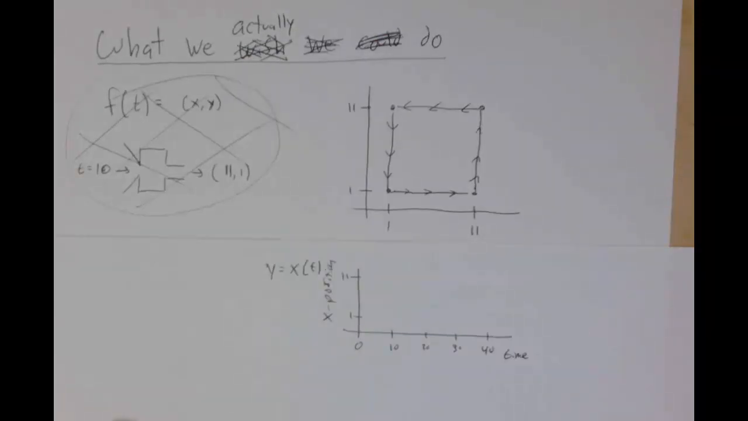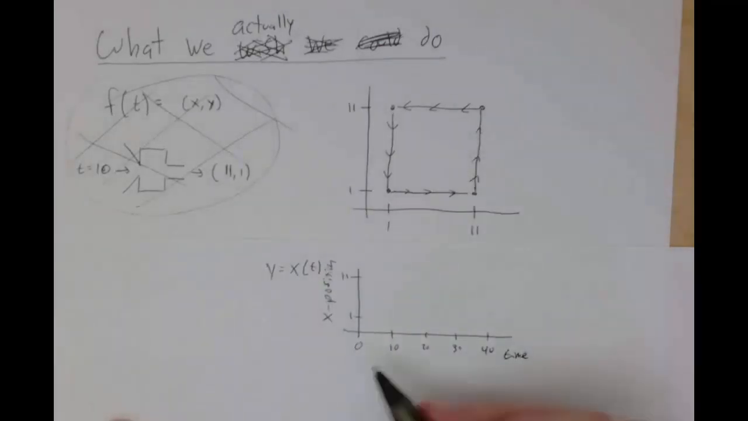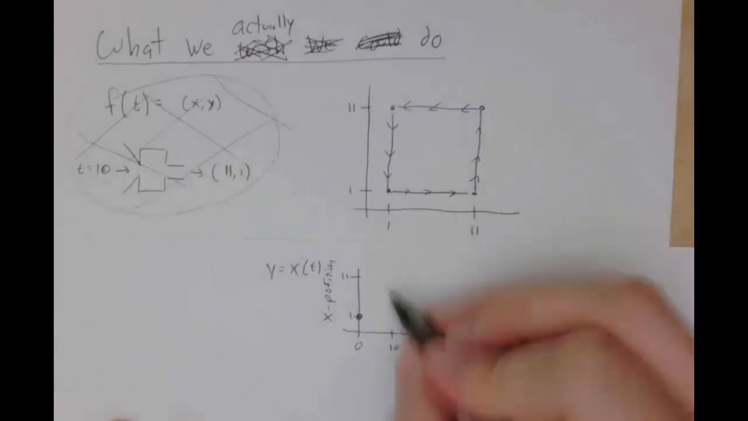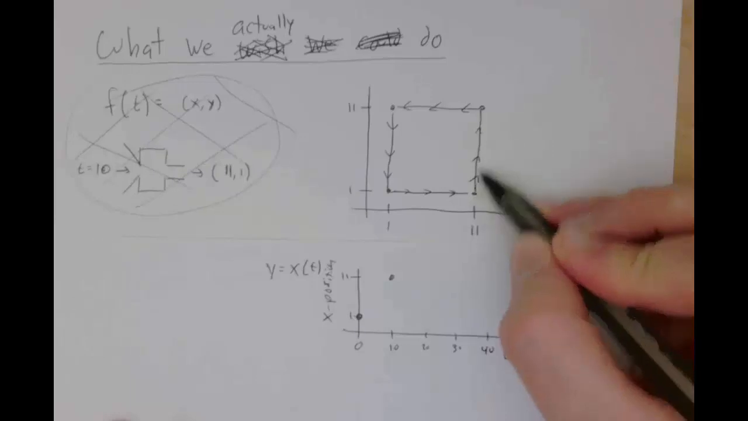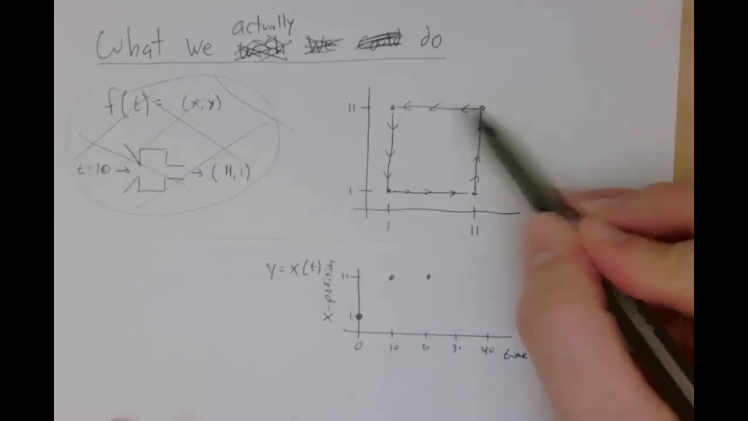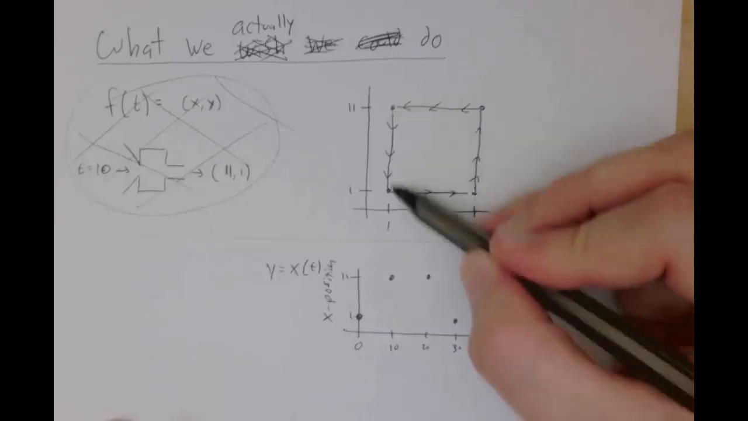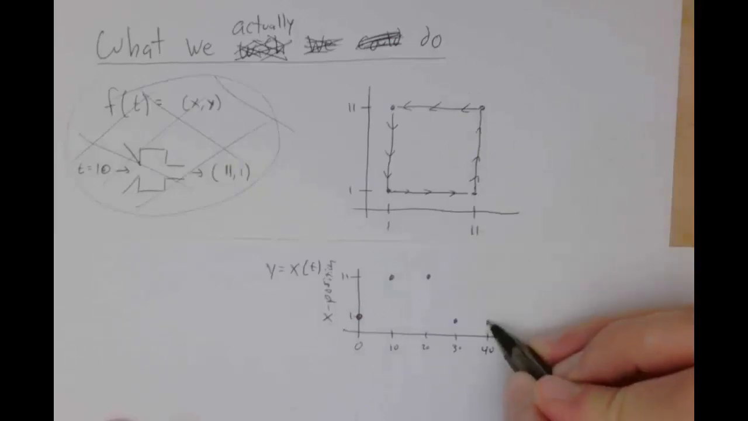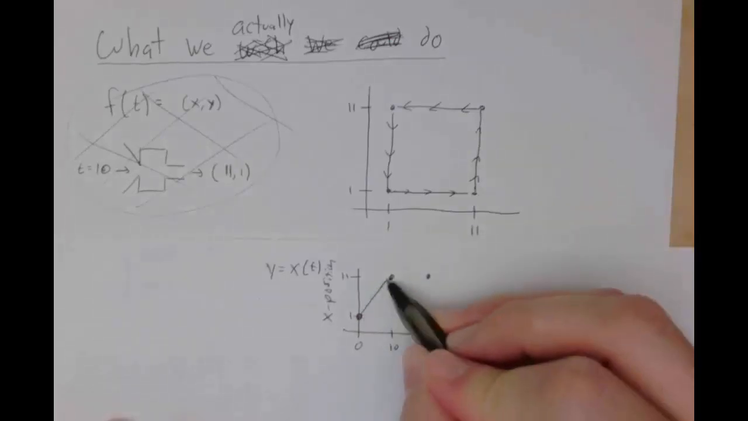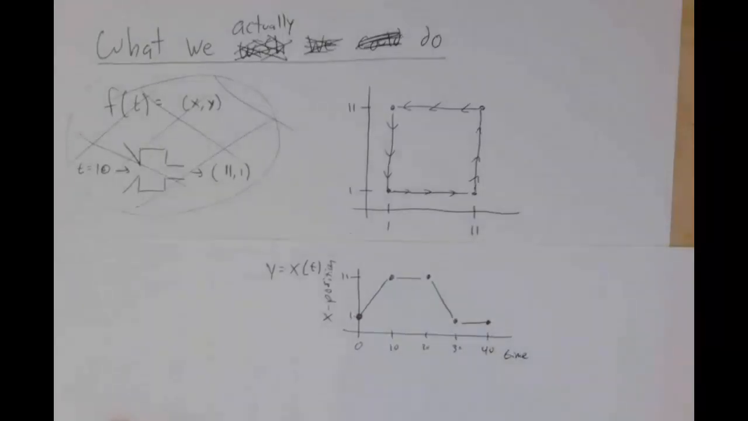So if I just wanted to graph the function that tells me my x position, I can put in the key points that I know at different times. So at time 0, the x-coordinate is 1. Then the x-coordinate increases to 11. Then the x-coordinate stays at 11 the whole time as I'm moving up. Then the x-coordinate goes from 11 down to 1. And then the x-coordinate stays at 1 the whole time as I'm moving down. So if I put these together with lines, we'd want a function that looks like this.